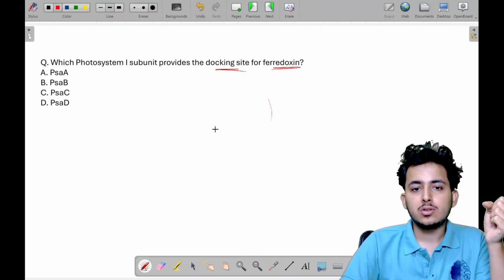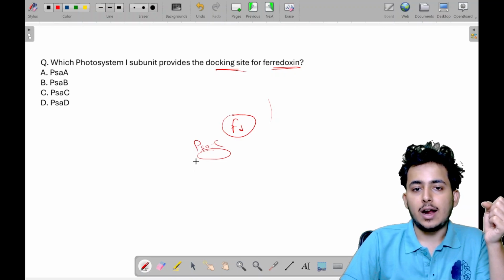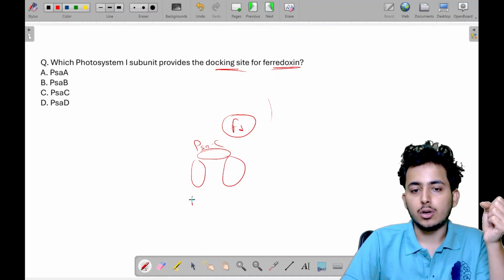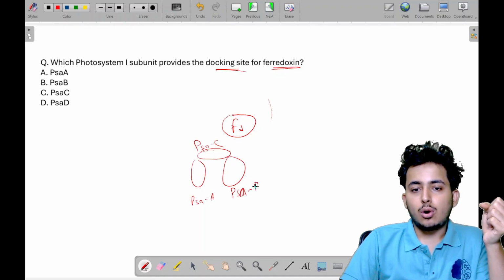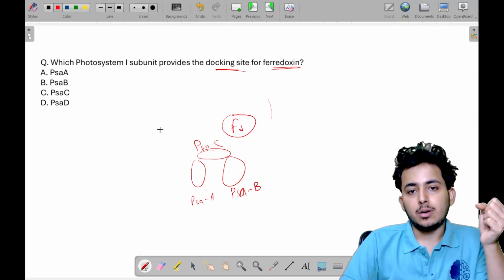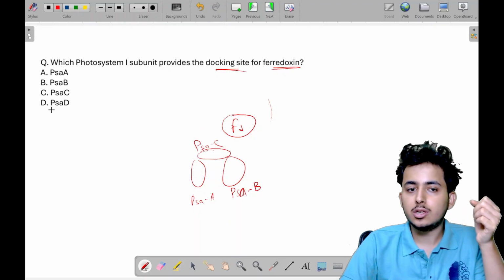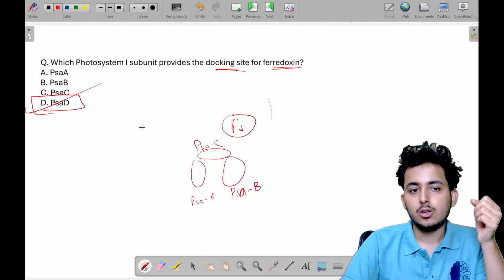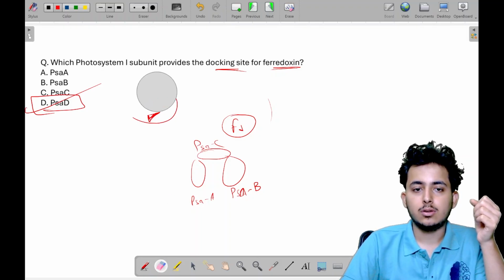Then the next question: which photosystem 1 subunit provides the docking site of ferredoxin? Basically ferredoxin is present more towards the stromal side. Here you have PsaC, and here you have PsaA and B. So it is obvious that this ferredoxin, since it is present on the stromal side, will be associated with PsaD. So that is why the answer is D option.